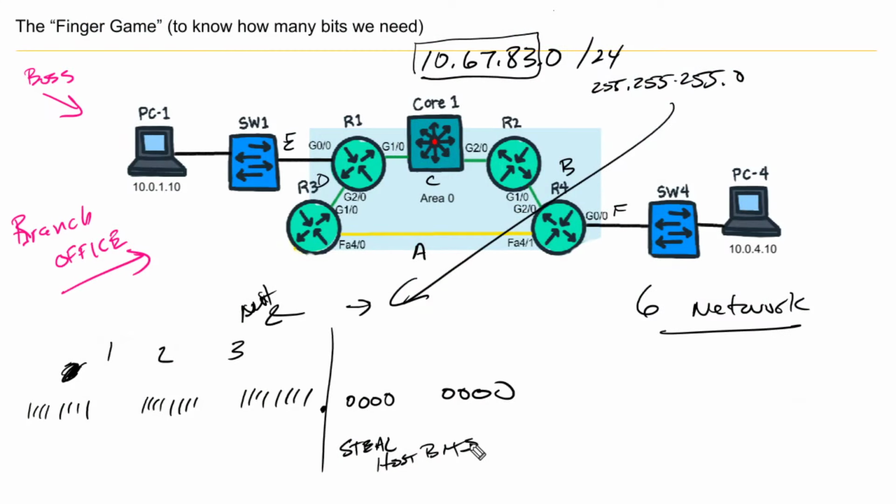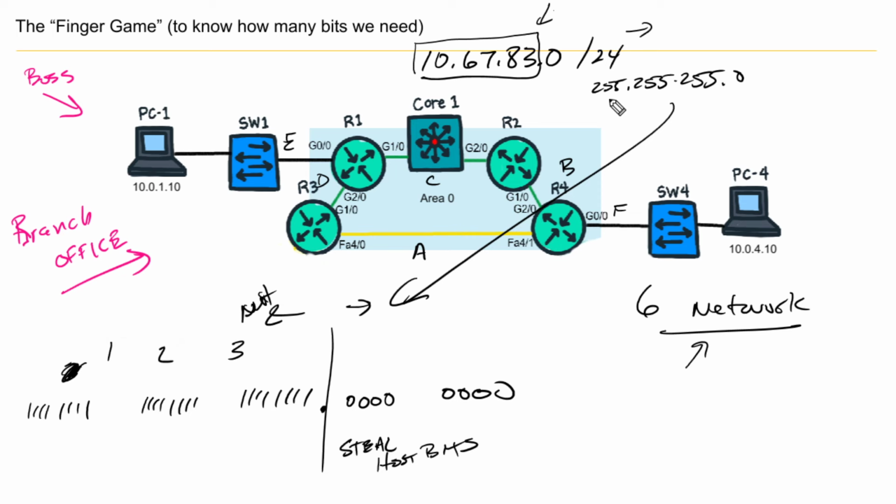So in this topology here, we need 6 networks to support this. We've been given one network by the boss, 10.67.83.0, with a 24-bit mask. To do custom subnetting, we are going to have to go longer for the mask. And the question is, how many bits?